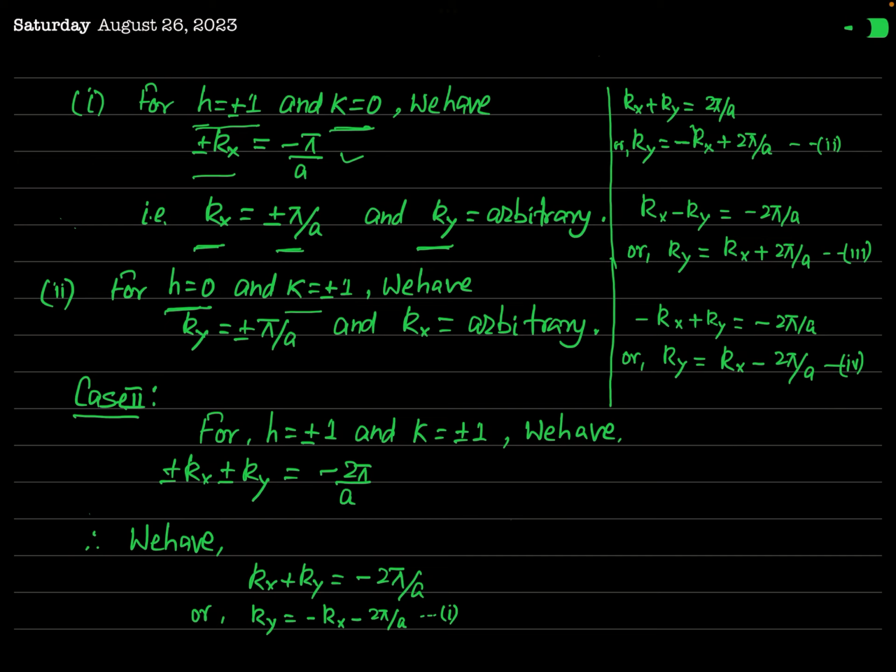So our result is kappa y equal to plus minus pi by a. In this case, you can take any value of kappa x. It means the value of kappa x is completely arbitrary. So in this condition, we have 4 equations. Actually, this equation represents 2 equations by taking the sign plus and minus. Similarly, this second equation also represents 2 equations. And all these 4 equations represent 4 straight lines. These are equations of a straight line.